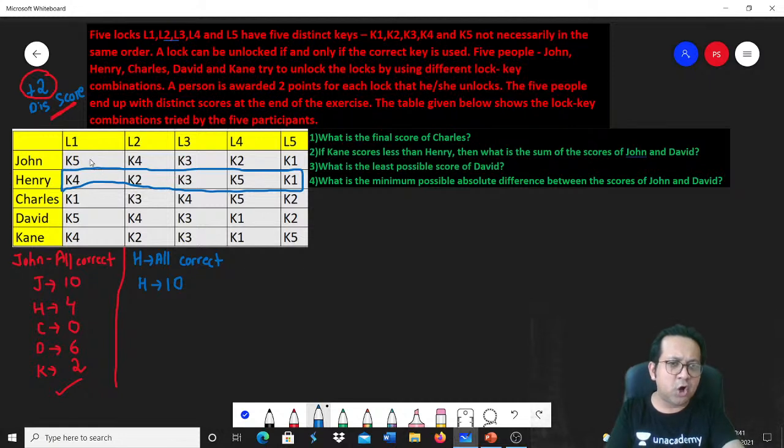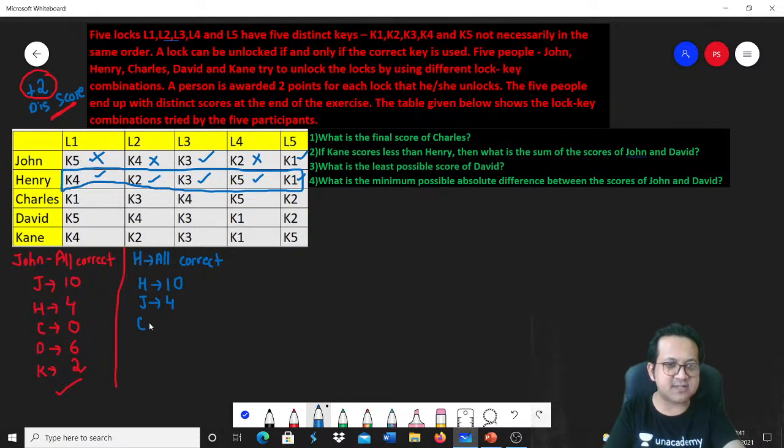What about John? John has put K5, but the correct key is K4. So John is getting it wrong. Next, Lock 2. The correct key is K2, but John is using K4. This is also wrong. Lock 3. The correct key is K3. John is also using K3. This is correct. What about next one? K5. John used K2. Wrong. Next is K1. John is also using K1. Correct. So John got 2 correct, which is 4 points. Correct?